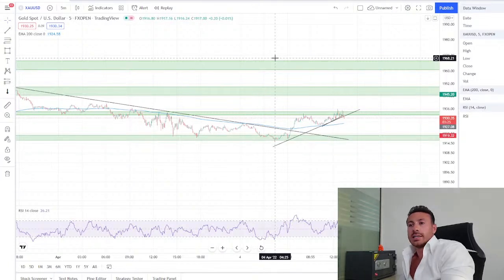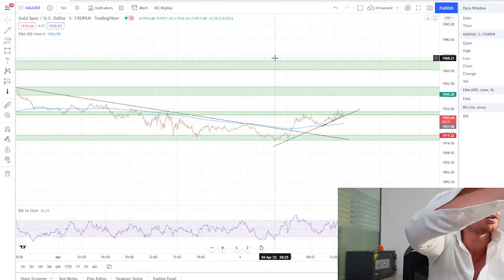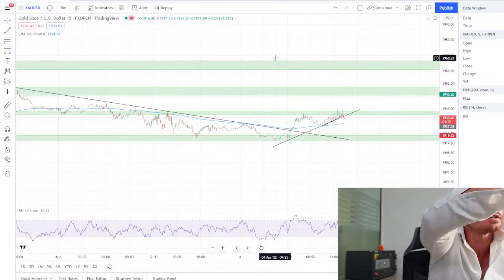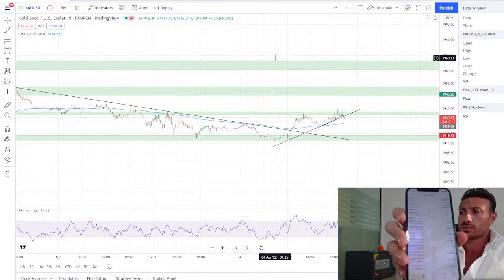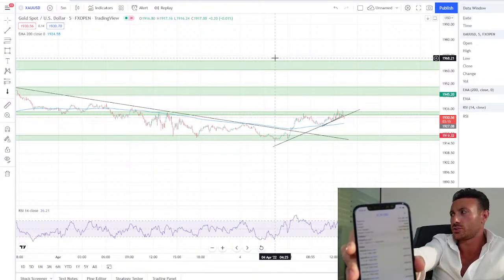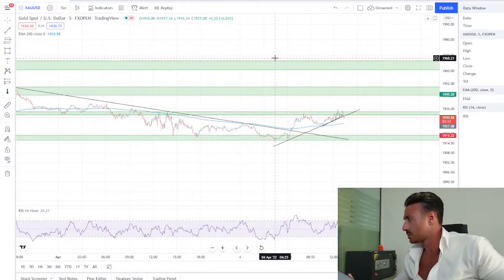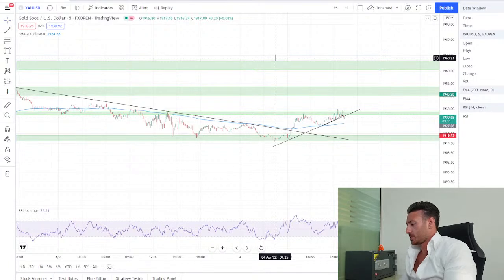As you can see, and as I rightly said, I've opened a very small position. You can see how it's in profit as we speak. I opened a very small position to scalp this.